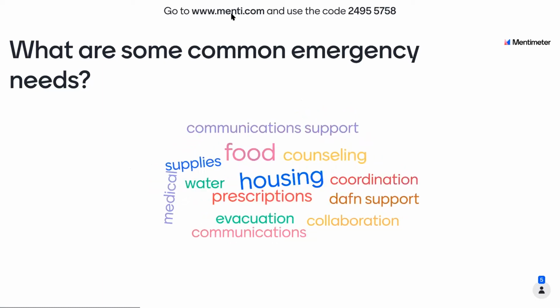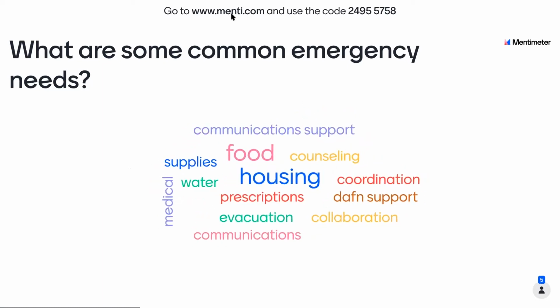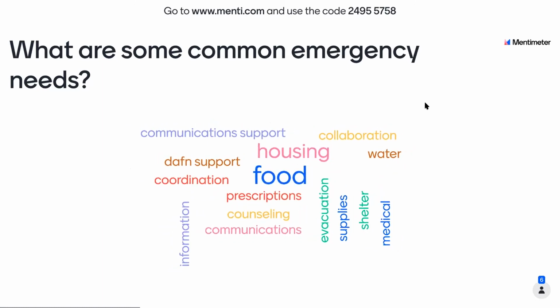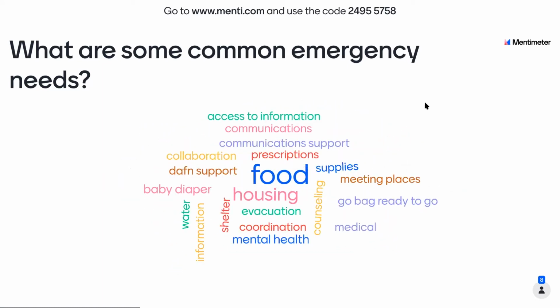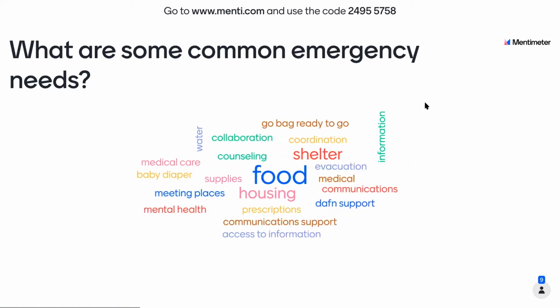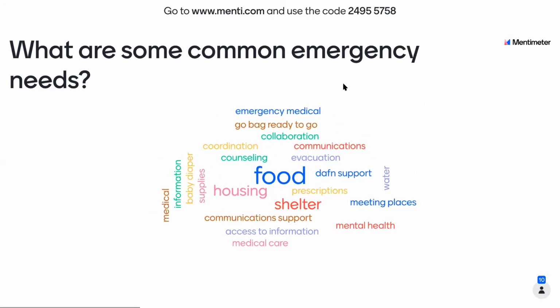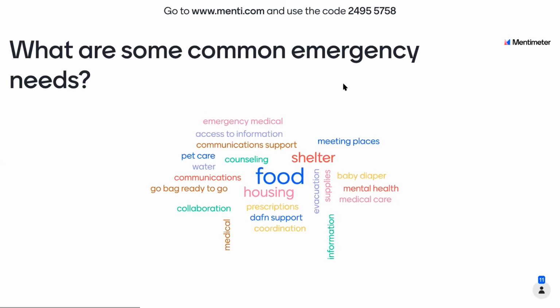What I'm seeing right now, food and housing are #1 in the responses. Thank you for participating. It makes it much more lively. You can see Menti is tabulating your responses. So what are some common emergency needs? The #1 need that we see from your participation is food. #2, housing and shelter comes close second. And then pretty much equal after that are emergency medical, access to information, communications, pet care, water, counseling.